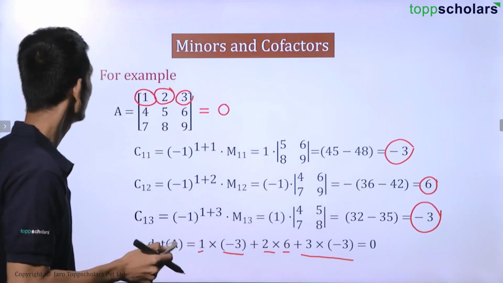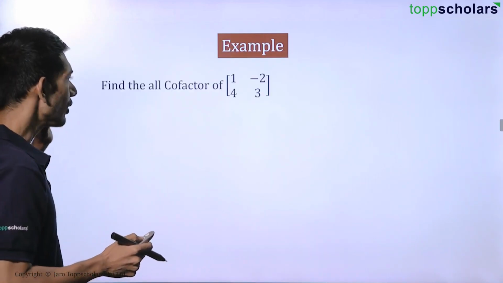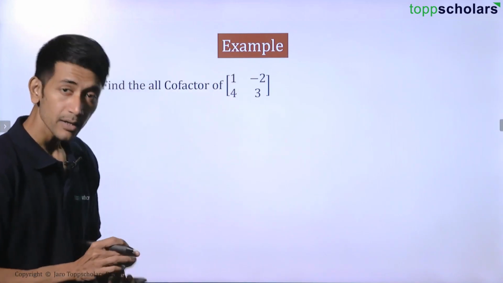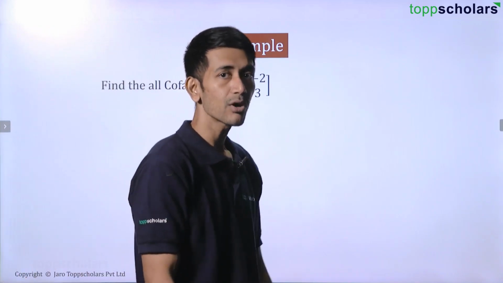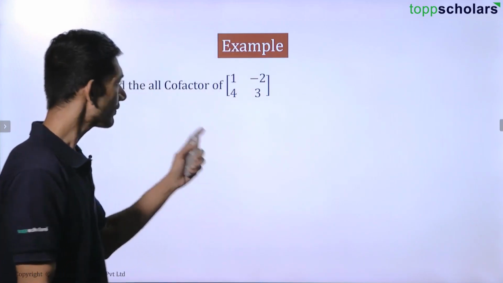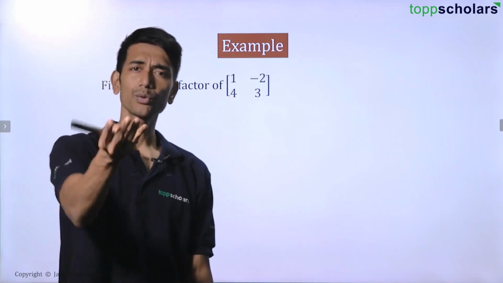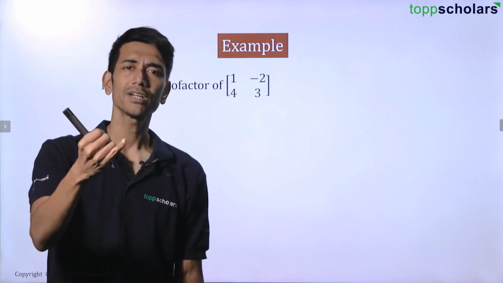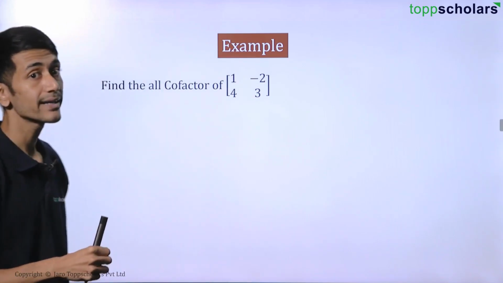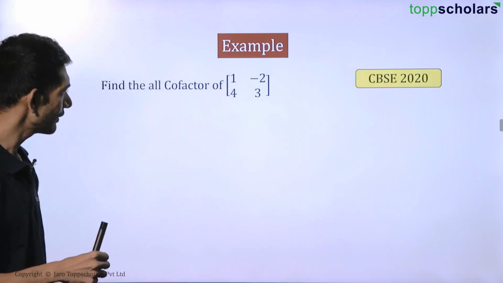Okay, let's continue. Now find all cofactors of 1, minus 2, 4 and 3. Now this is a 2 by 2 matrix. So how do we find the cofactor? The cofactor of this matrix is very easy because there are only 4 terms. So we will have C11, C12, C21, C22. How do we find that? Have a look at this.